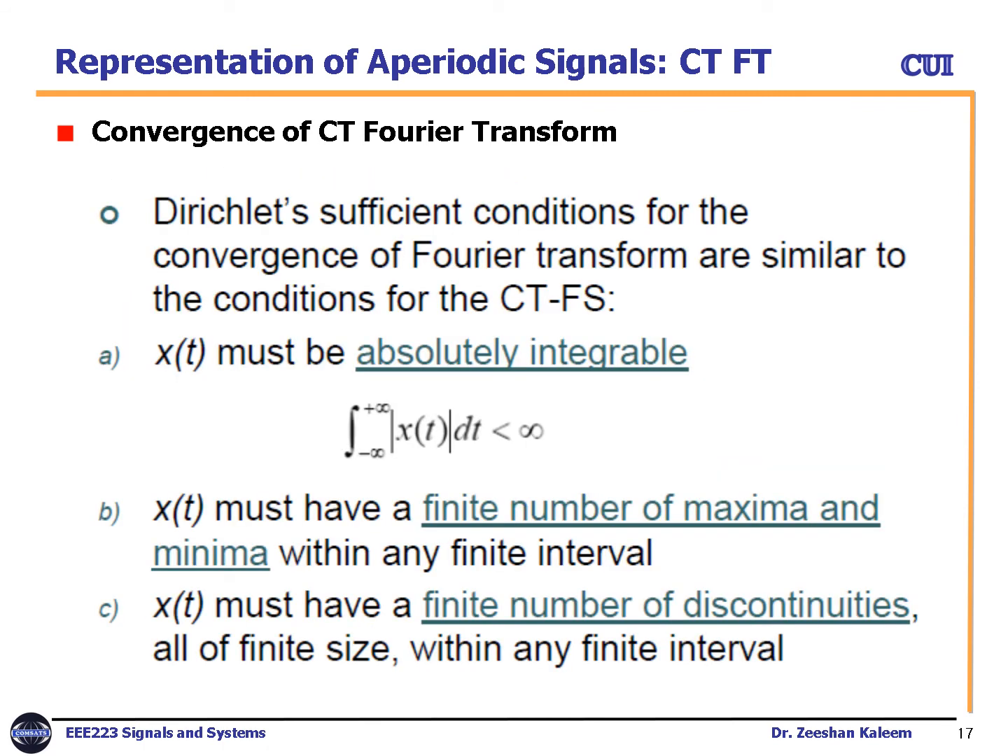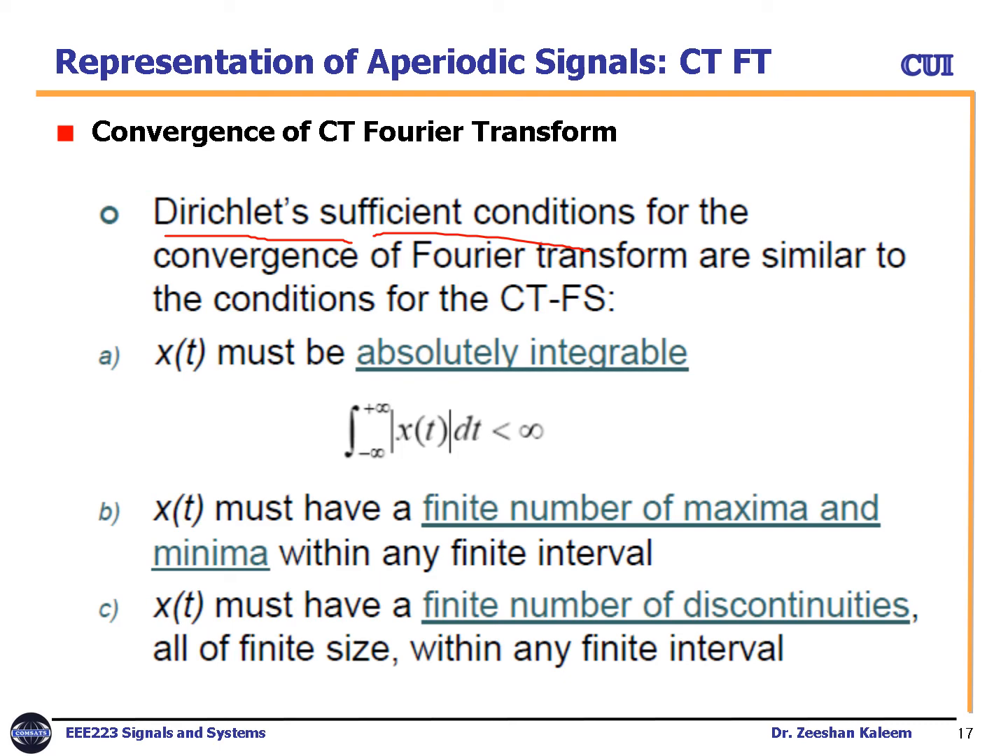Let's discuss the convergence of the Fourier transform. For convergence, as we already discussed in the Fourier series, there are three properties. If the signal satisfies those three properties, then it is possible to take its Fourier transform. Otherwise, it is not possible to take the Fourier transform or the Fourier series of that signal. These three conditions, named the Dirichlet conditions, are the sufficient conditions for the convergence of the Fourier transform, similar to the conditions for the continuous time Fourier series.